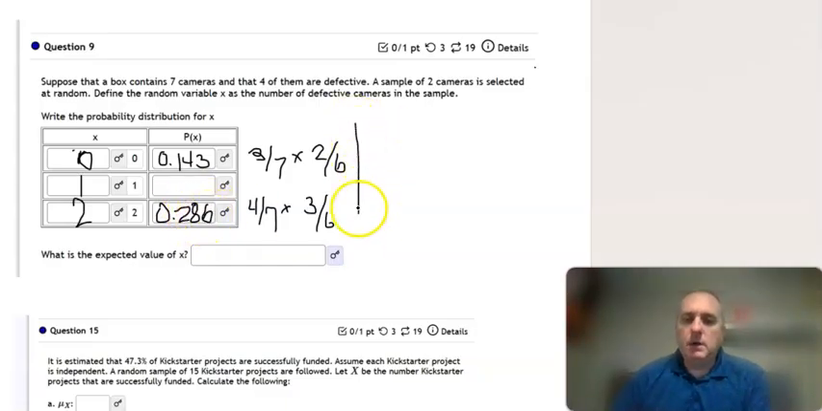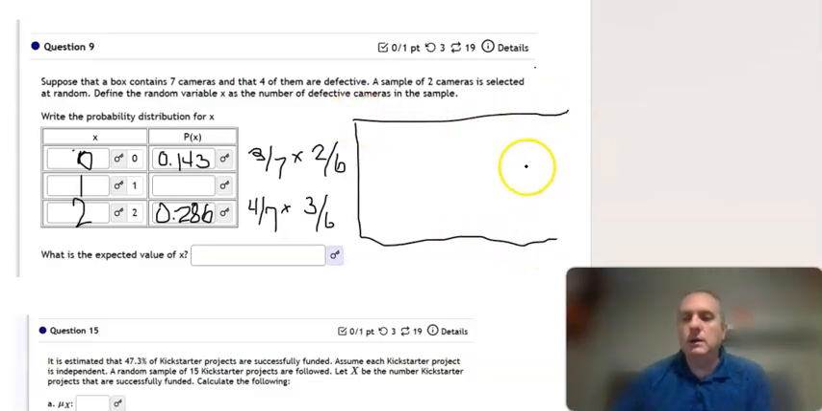All right, now for the 1 case. And this one's tricky because there are 2 different ways we can end up with 1 defective camera in our sample of 2. We could either get the defective camera first and a working camera second, or we get that working camera first and the defective camera second. So we have to consider these two possibilities. So it's either the first case or the second case.